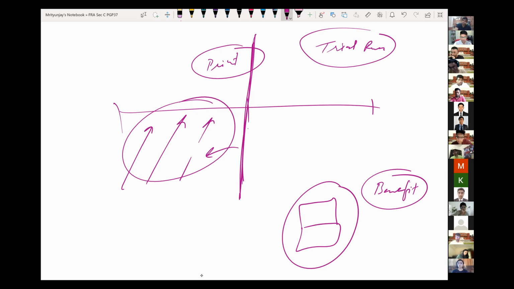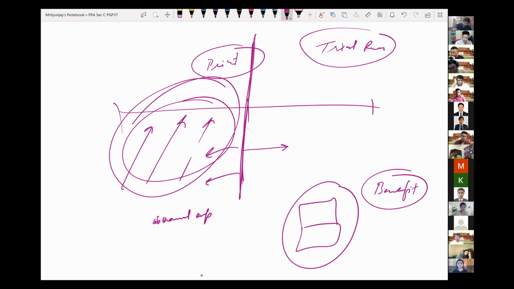Okay? Apart from this exception, nothing after the usage of the asset has started can be capitalized. But before the asset has been ready for its intended use, everything can be capitalized with one exception, which is abnormal expenses. That is the summary of what we discussed today.